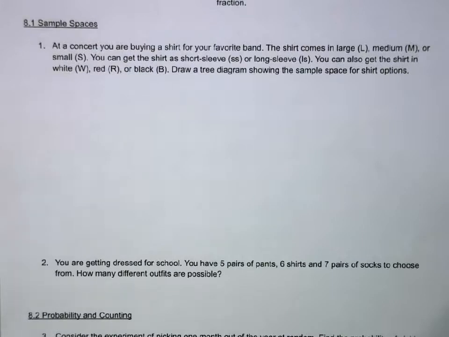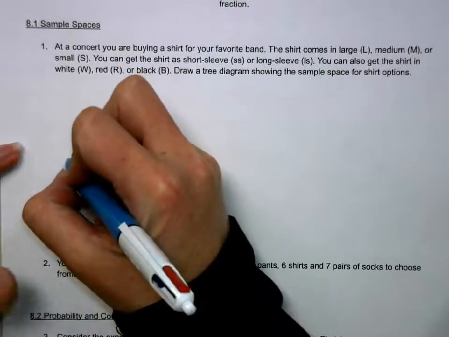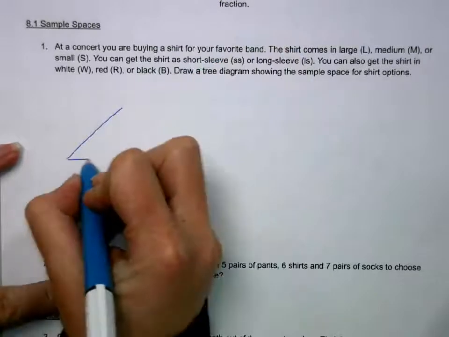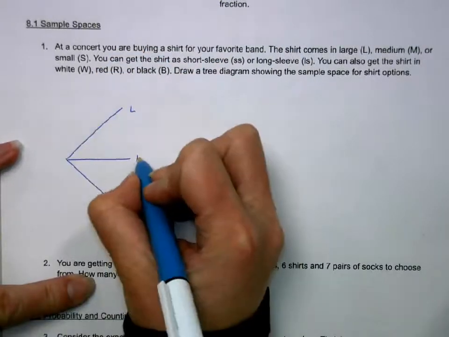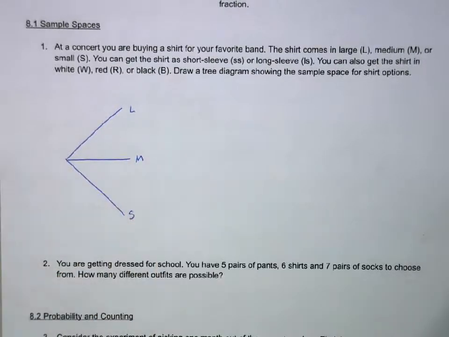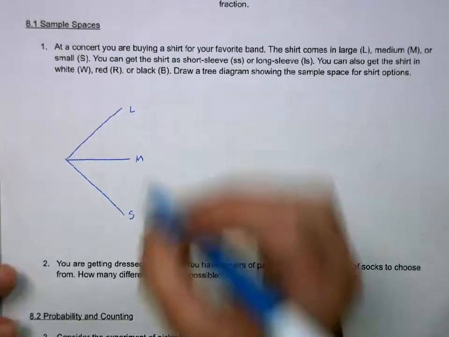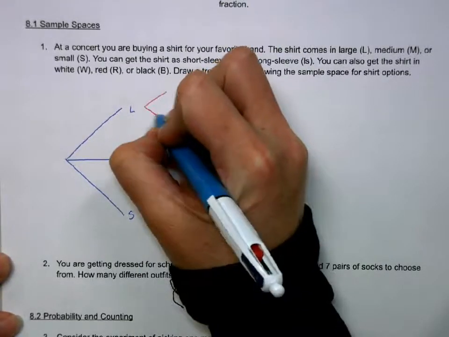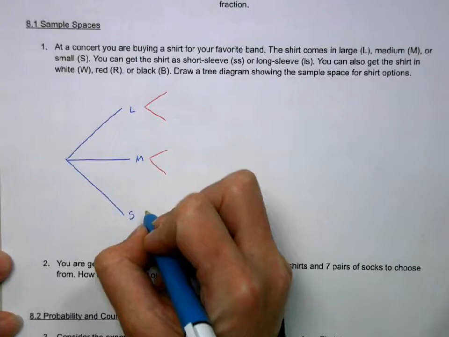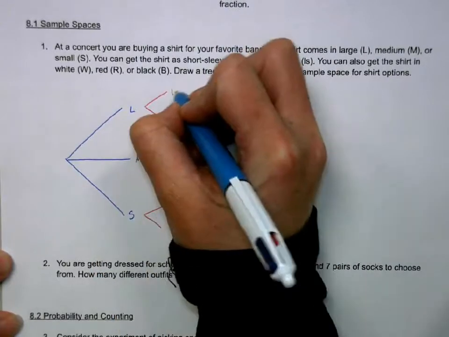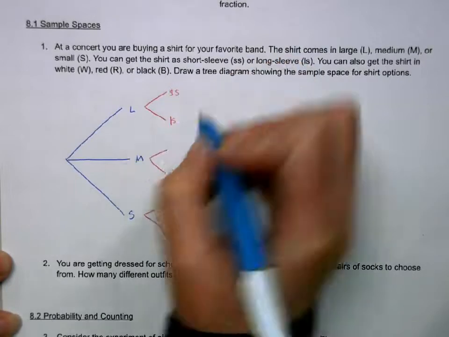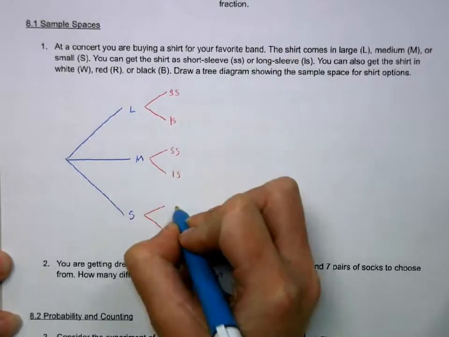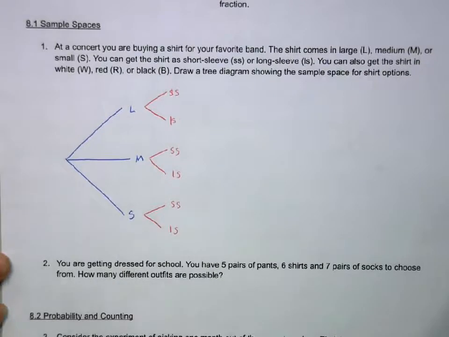Okay, so the first option is large, medium, or small. So I'm going to do three branches of our tree, and I'm going to label them L, M, and S. Off of that, we have either short sleeve or long sleeve, so I'm going to do 2 branches for each of those. So SS, LS, SS, LS, SS, LS.